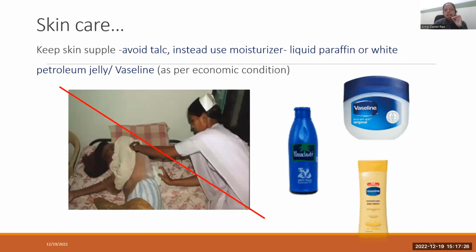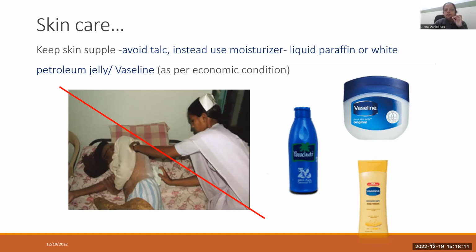If we talk about skin care first, then the skin of the patient should be supple. It should not get dry, and it should have proper moisture in it. That is why in palliative care we avoid using talcum powder. Instead, we use moisturizer. What kind of moisturizer can be used? Anything simple that is available in the patient's house, like coconut oil, which will be very much available. Vaseline also will be available, and these are also the cheapest sources.